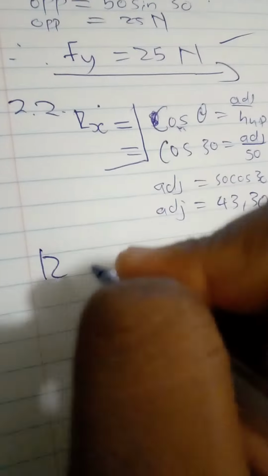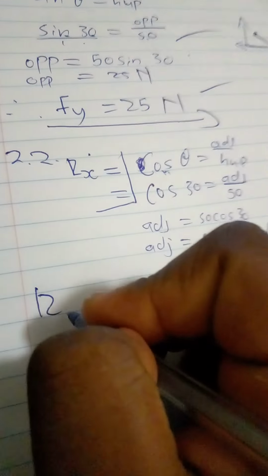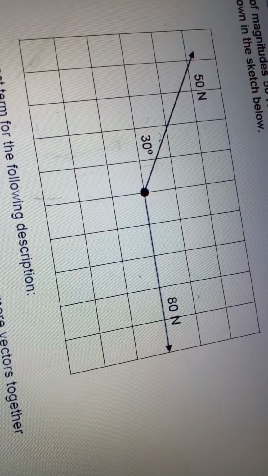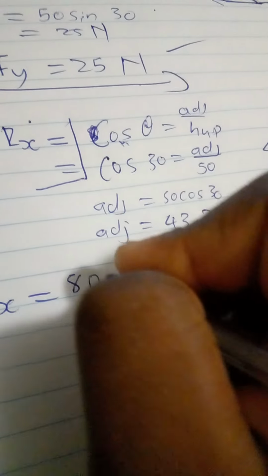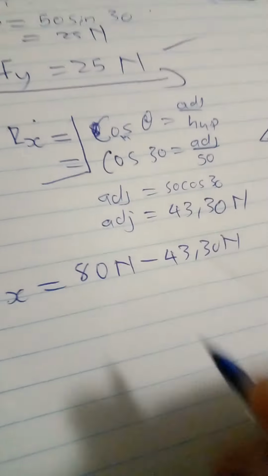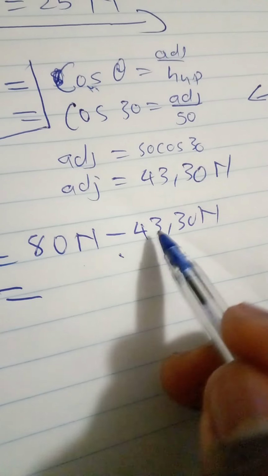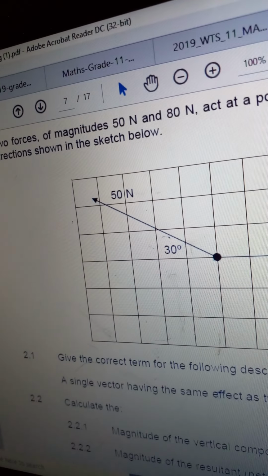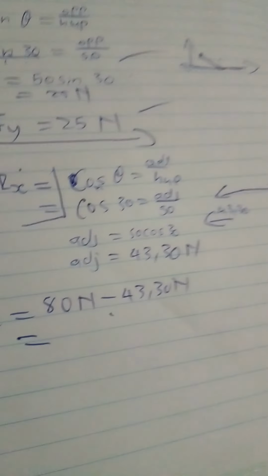Now we can resolve because we have our x value going that side and our x value going that side. So Rx is equal to, we can start with checking our diagram. 80 is positive and 43 is positive, so we can start with the bigger number. We say 80 newtons minus 43,30 newtons. The reason these two forces must be subtracted is that 43,30 is going to the left, while 80 newtons is going to the right, so it is a negative value.